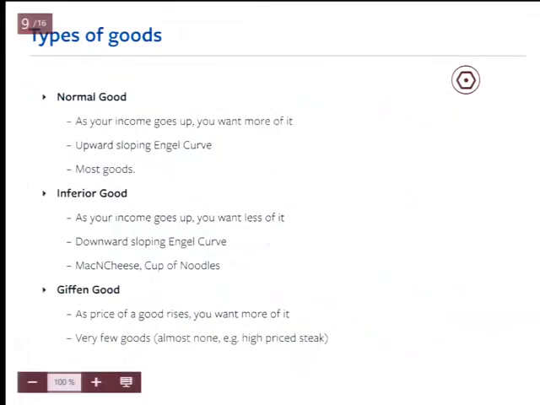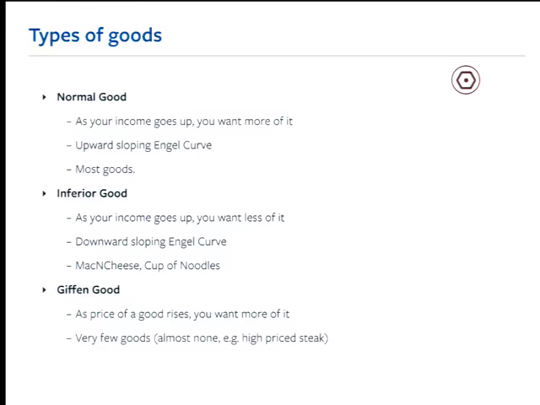Excellent question. I've summarized this because what always happens here is that I get lost in the beauty of Engel curves, and here's what happens. So a normal good. This is a summary slide. As your income goes up, you want more of it. Or the equivalent thing to say is your Engel curve is upward sloping. As income goes up, you consume more of it. Those statements are interchangeable. Most goods are normal. As you get more money, you want either the same amount or more of it.